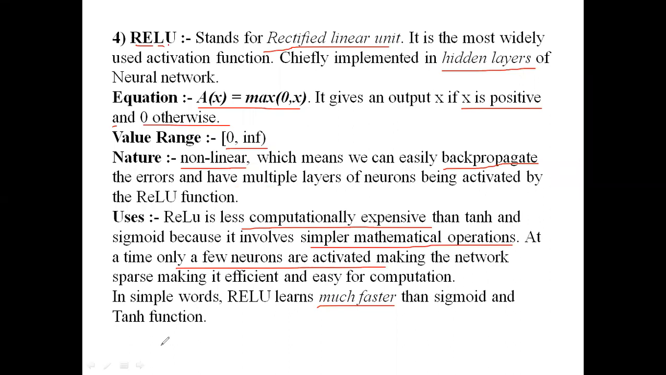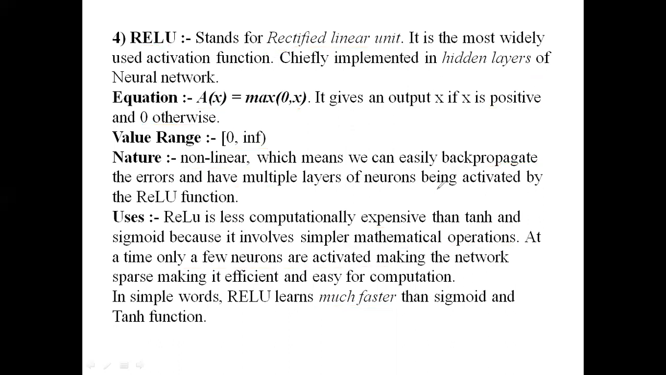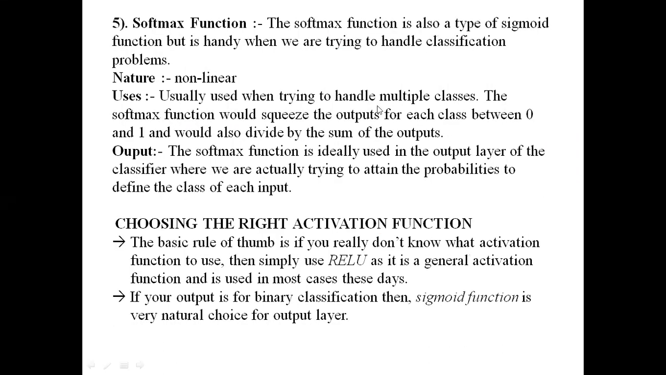It is applied at the hidden layer only, and it is a nonlinear one. The value range is from 0 to infinity. Whenever your x value is positive, you will get an output. If the x value is negative or 0, you are going to get 0. This is about the rectified linear unit activation function. Clear? And coming to the last one, the fifth one, is the softmax function.